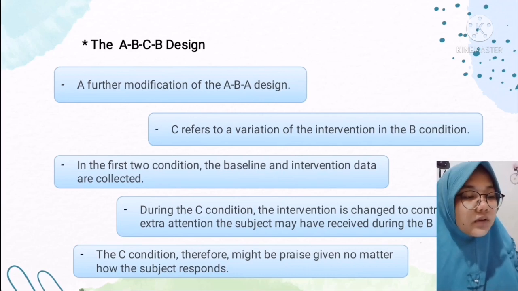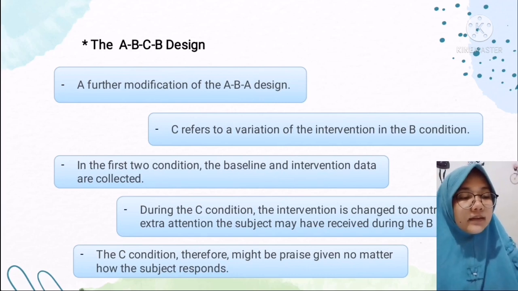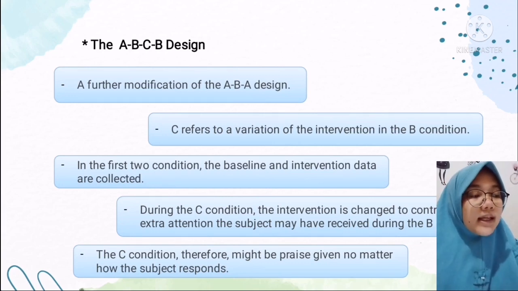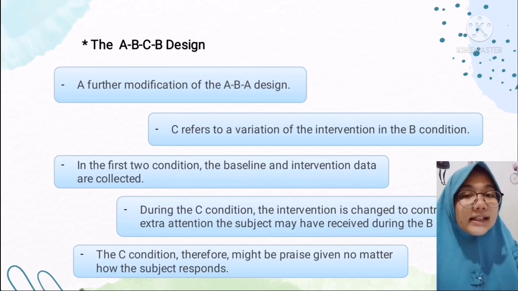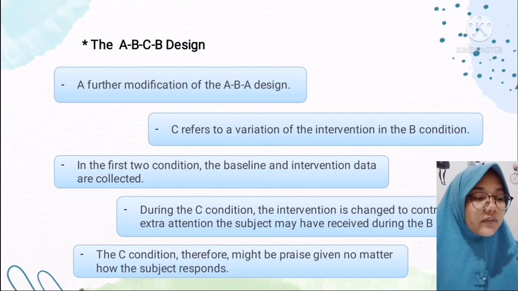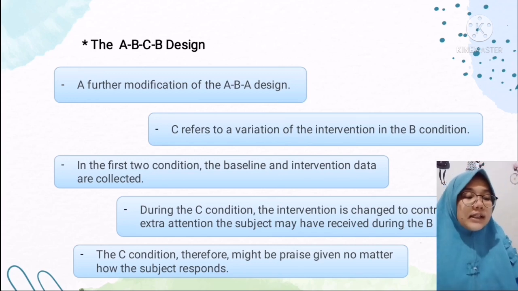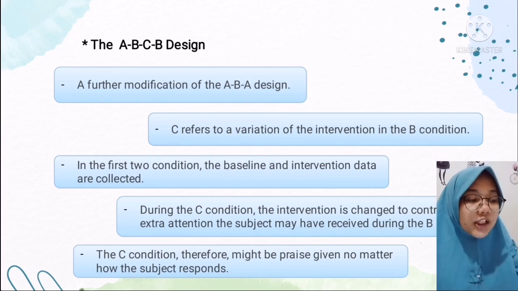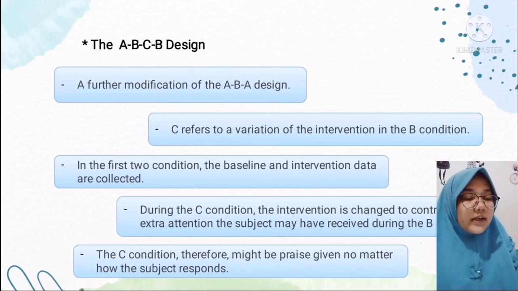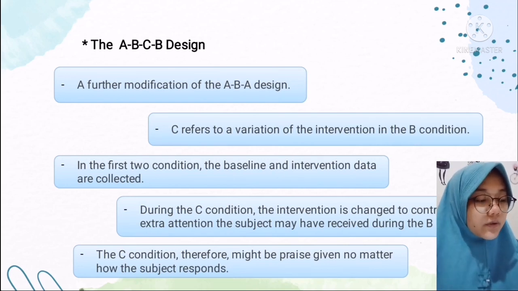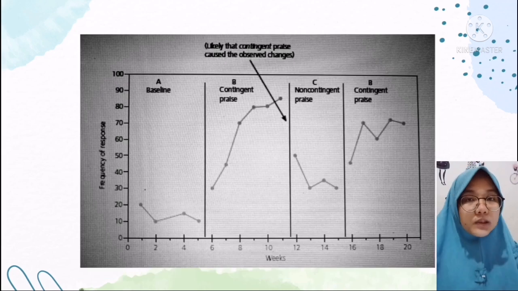Okay, next it's about the ABCB design. This design is a further modification of the ABA design, where C refers to a variation of the intervention in the B condition. In the first two conditions, the baseline and the intervention, data are collected, and then during the C condition, the intervention is changed to control for any extra attention the subject may have received during the B phase. The C condition, therefore, may be given no matter how the subject responds.